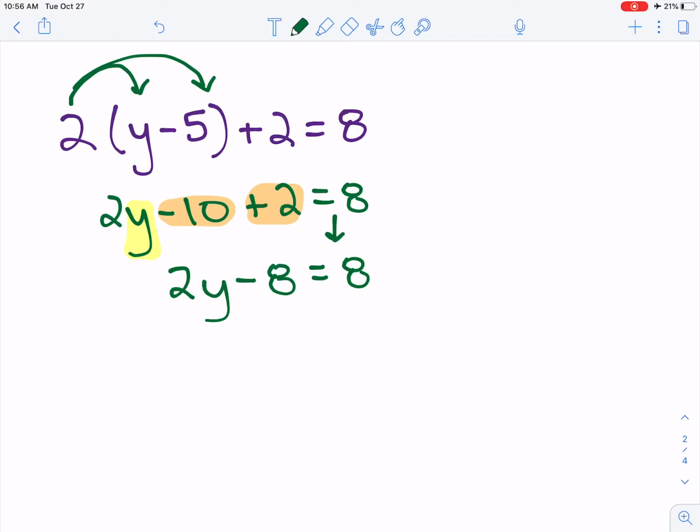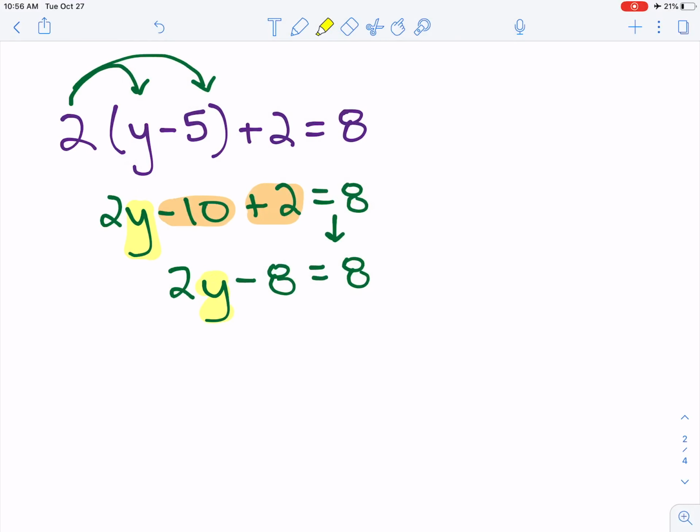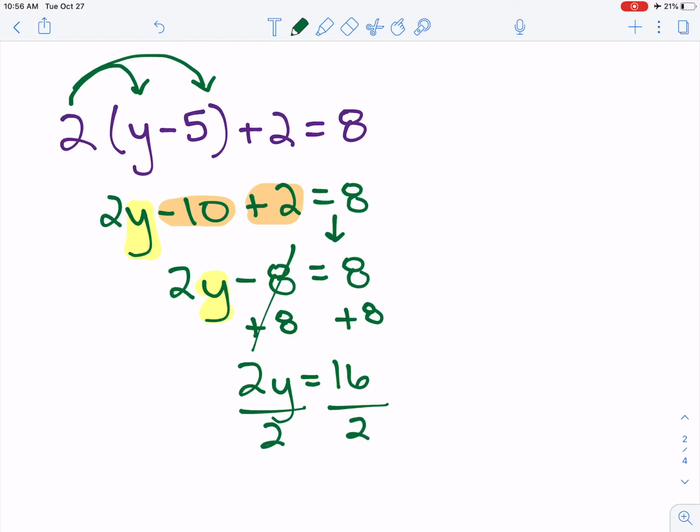All right, so now we're back to a two-step equation. And again, the object of the game in the two-step equation is to get the variable by itself. So we're going to do plus 8 to both sides to get rid of that minus 8. That'll cancel out. We bring down our 2y, and 8 plus 8 is 16. To get rid of the 2 that's in front of the y, since it's being multiplied, we divide because that's the opposite operation. So y equals 16 divided by 2, which is 8.